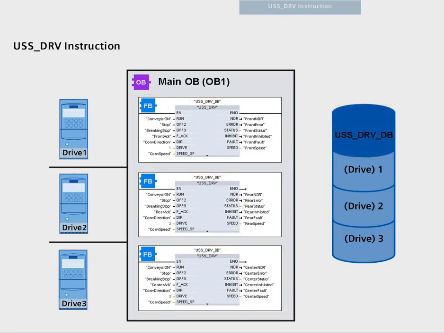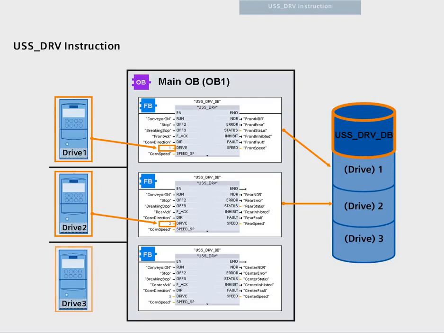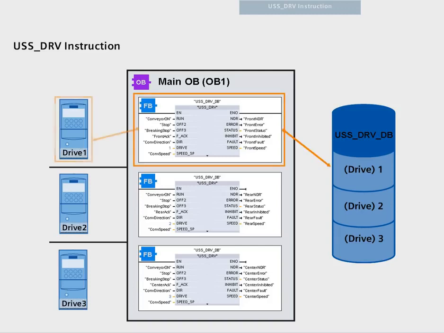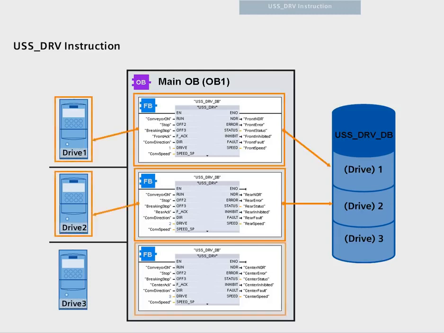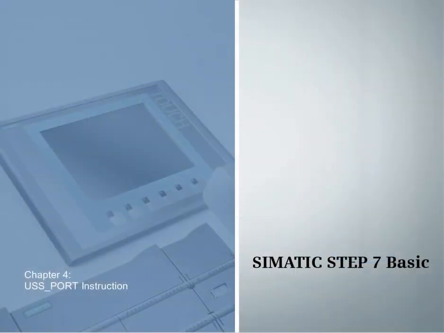When the USS drive is executed for the first time, the instance data block that is indicated by the USS address drive parameter is initialized. Only after this initialization can the USS port function start communicating with the drive of the indicated drive number. The communication with the drives occurs after the execution of USS port. USS drive only configures the requests to be sent and evaluates the data that was received after previous requests. Chapter 4. The USS port function.